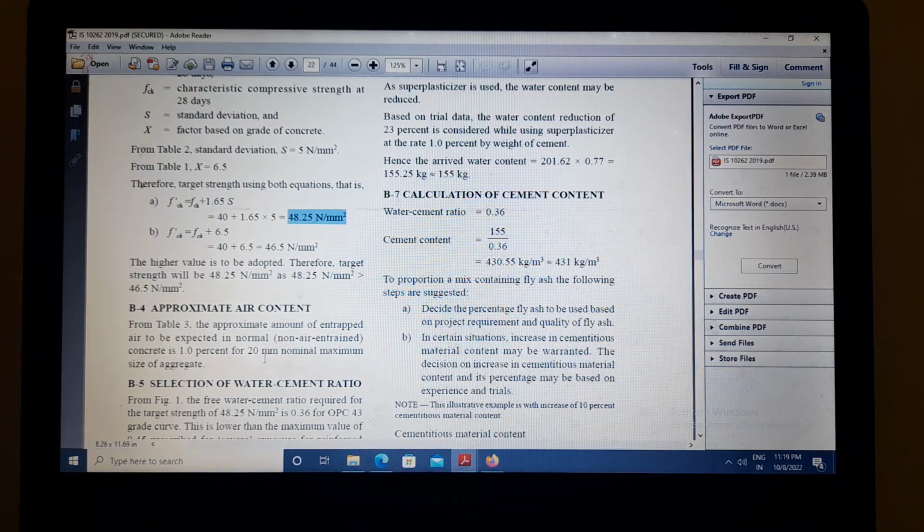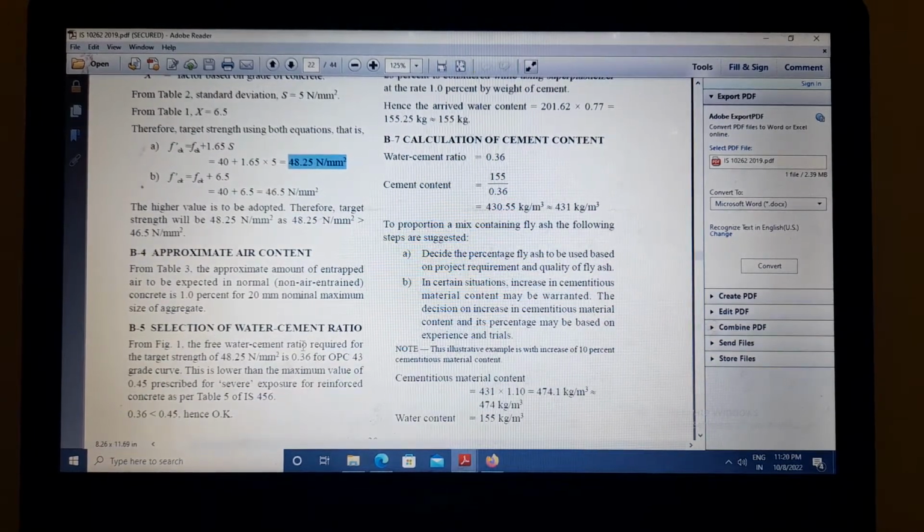For 20 mm aggregate, the assumed air content is 1%. So we are proportioning the concrete for 99%, whereas 1% is considered as air. This is for non-entrained concrete. If you are doing any entrainment in the concrete, the air content will be based on your entrainment percentage.